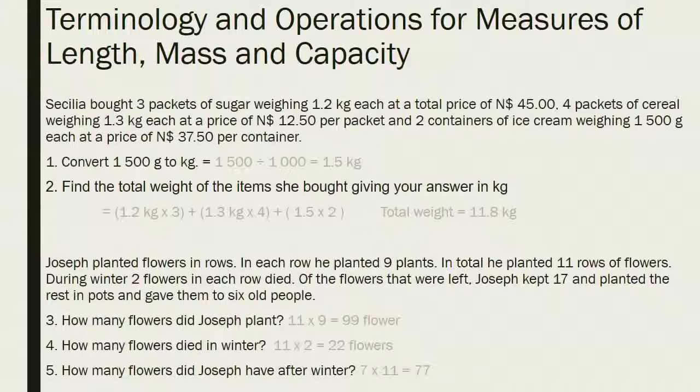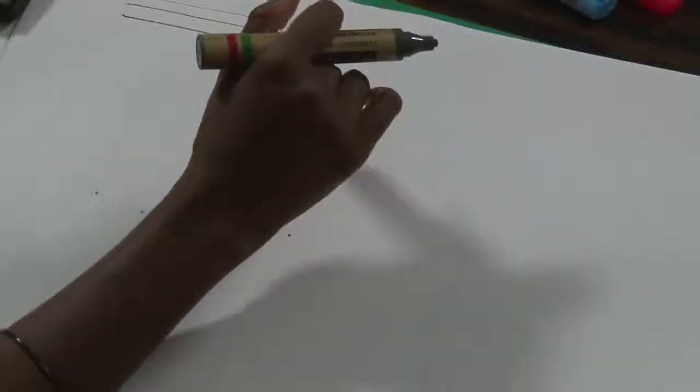Joseph planted flowers in rows. So when the person is saying a row, those are rows. In each row, he planted 9 plants. In total, he planted 11 rows of flowers. During winter, 2 flowers in each row died. Of the flowers that were left, Joseph kept 17 and planted the rest in pots and gave them to 6 old people. Comes the question: how many flowers did Joseph plant? Total number of flowers.